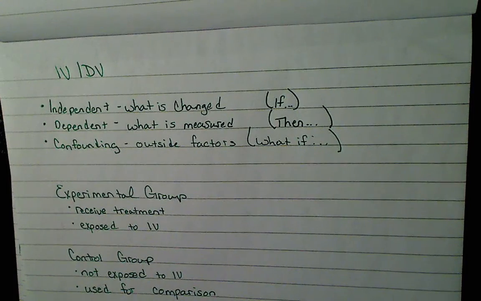Confounding variables are any kind of outside factor that could mess with your experiment results. I call those the what-ifs, because if you have a kid, well, what if you do this? Or what if this happens? Or what if that happens? Those are just confounding variables.